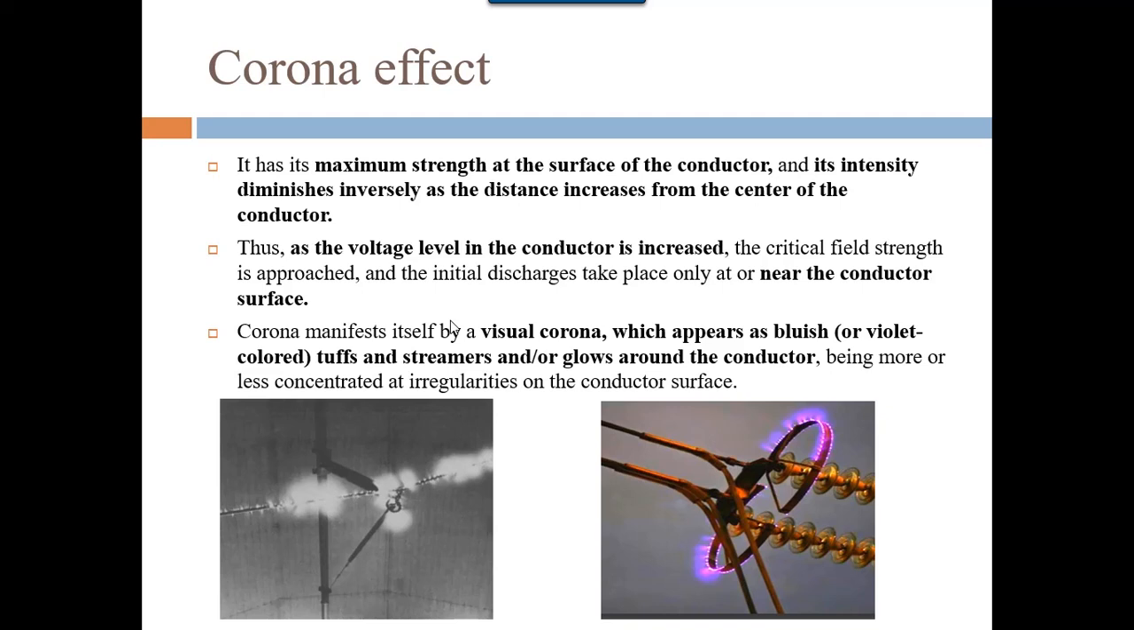So now there are three major things in corona. We can see corona visually, which appears as a violet colored tuft and streamers, or a glow around the conductor, being more or less concentrated at irregularities on the conductor surface. If you see the figures, you will understand that due to the high voltage there is some glow around the conductor. This glow is basically corona, and it is usually violet in color.